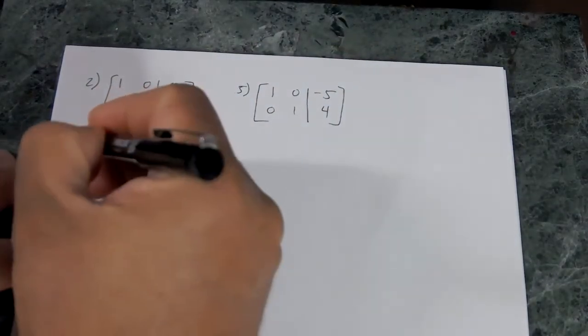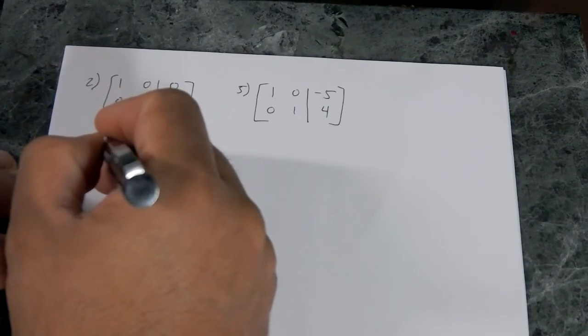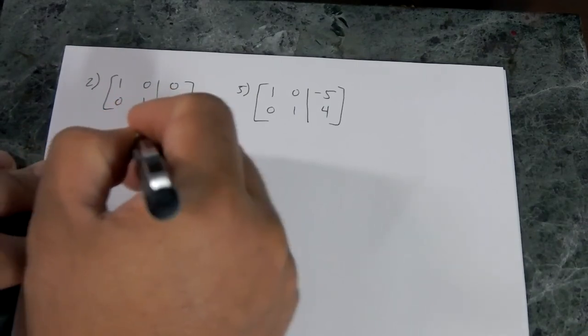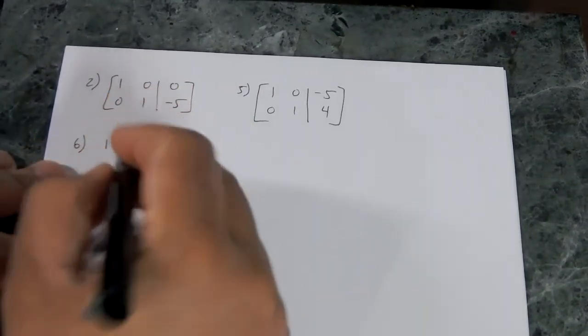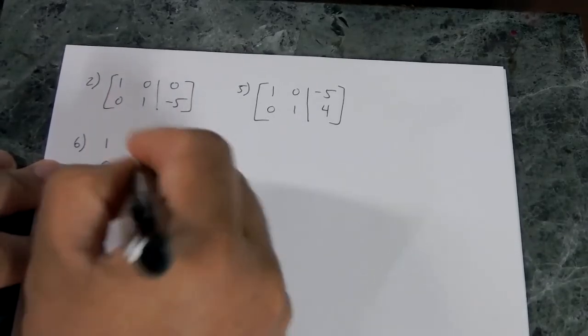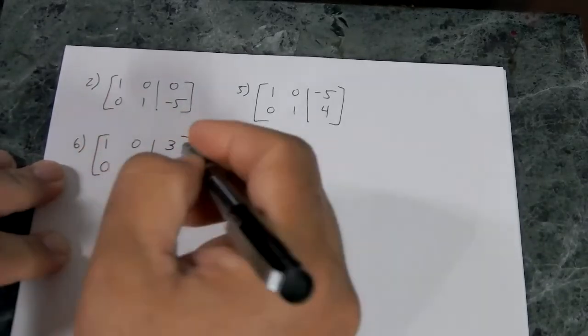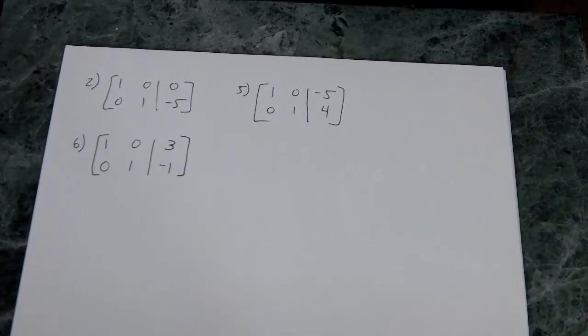Number 6. Its solution is 1, 0, 3, 0, 1, negative 1. And let's see. Yes, number 9, you have the solution to, and number 13, you have the solution to. All right. And just want to make sure, do not follow those directions. I would like everything to be in reduced row echelon form to find that out.